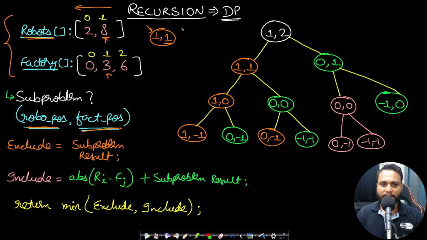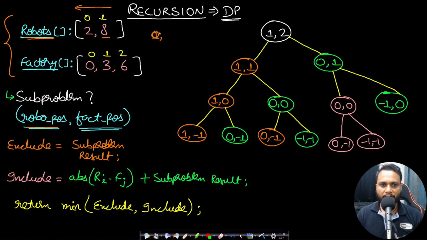This means I am looking at factory number 1. So the answer given by this sub problem 1, 1 will be, if I had these two robots and these two factories, what will be the minimum distance that these two robots will have to travel in order to get fixed. If it is not possible to be fixed, then I have to return an infinity value. Otherwise, if it is possible to be fixed, then I will return the integer value for that. Okay.